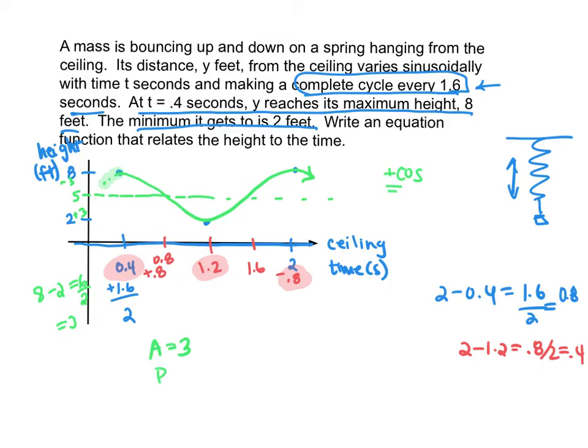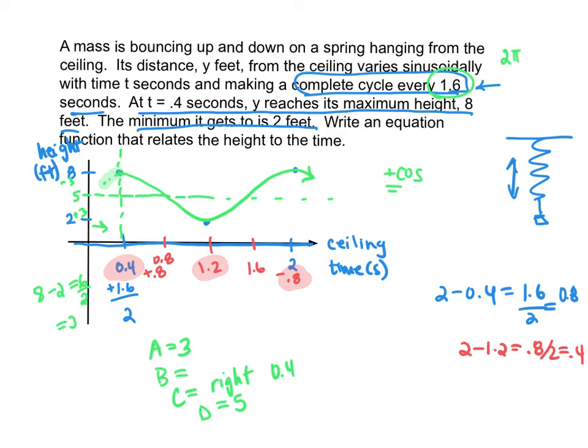My B value I'm going to get here in a minute. C value I'll get in a minute. My D value is my midline, which is 5. This does have a phase shift because this is where I'm starting. I'm moving right 0.4. So my phase shift is going to go right 0.4. So in other words, it's going to be a subtraction sign because it goes in the opposite direction. My B value is coming from my period, and my period is 1.6.